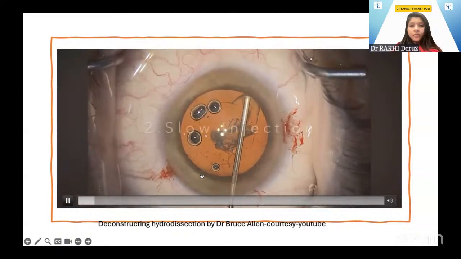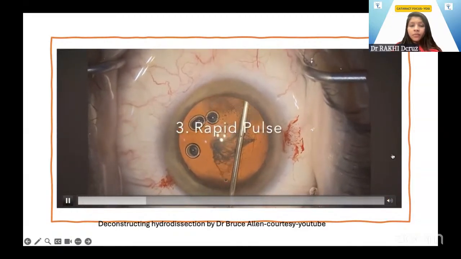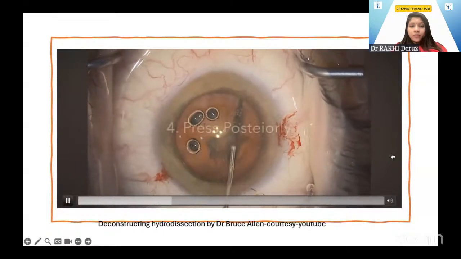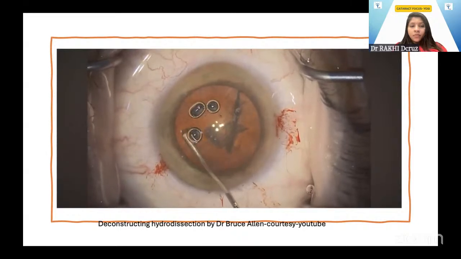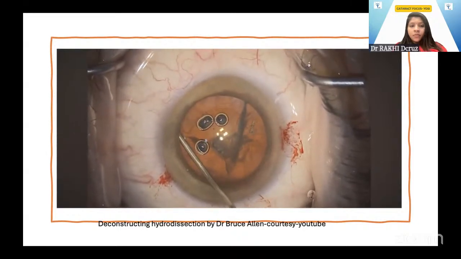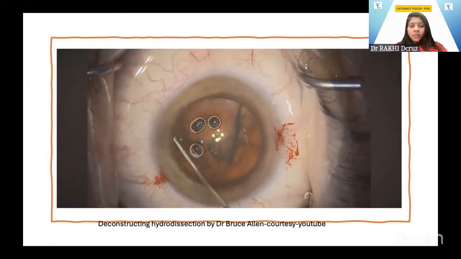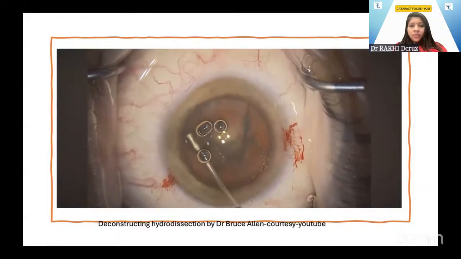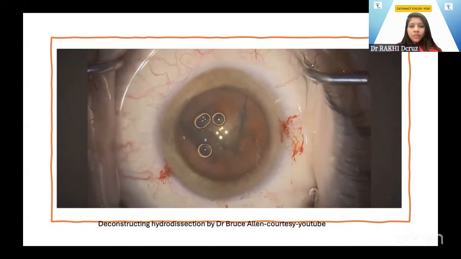Establish a cortex cleaving hydrodissection plane for free flow, rapid injection for the hydrodissection, pressing down to neutralize the capsule block. And the more work you do with the hydrodissection, the less work you have to do in rotating the nucleus subsequently. So it's nice to go to the other side and repeat stages 3 and 4, ballotting the nucleus to make sure that it's free.